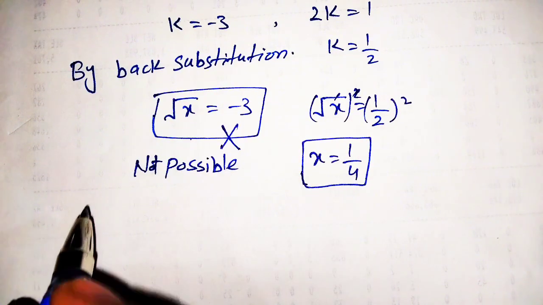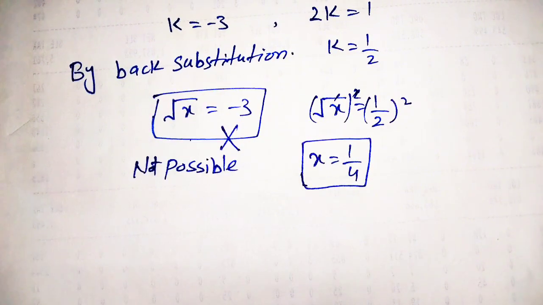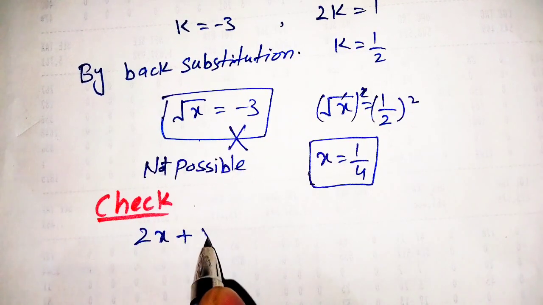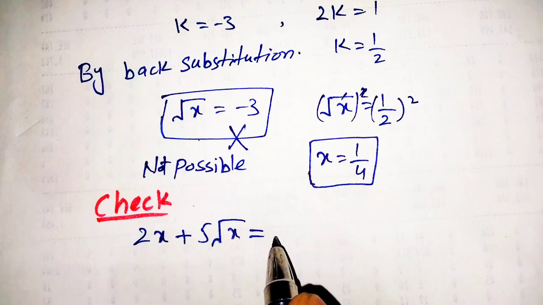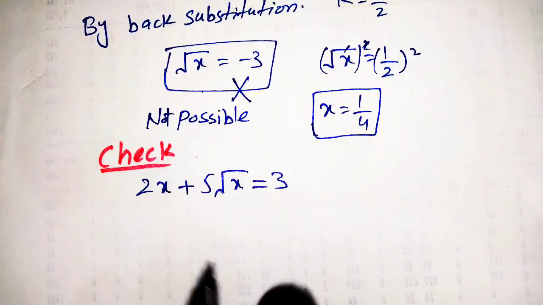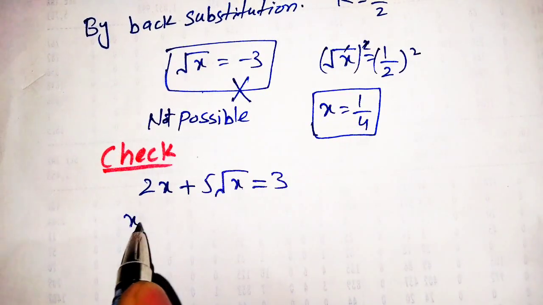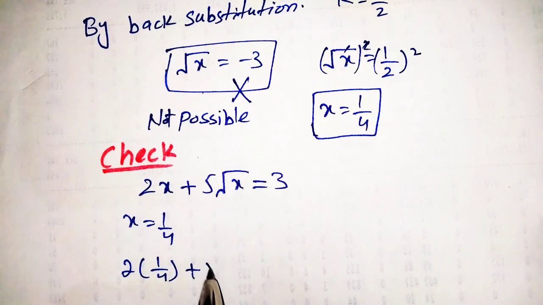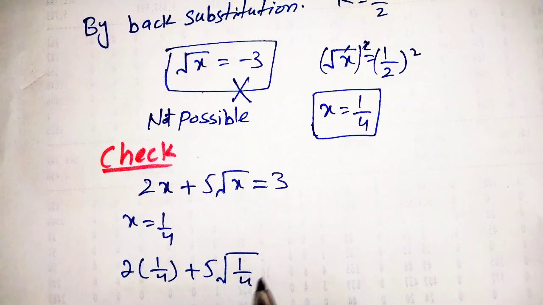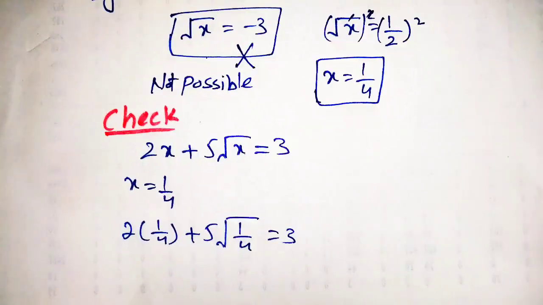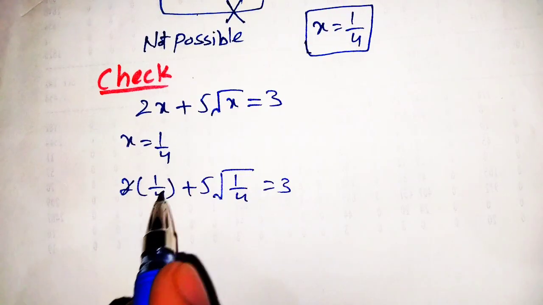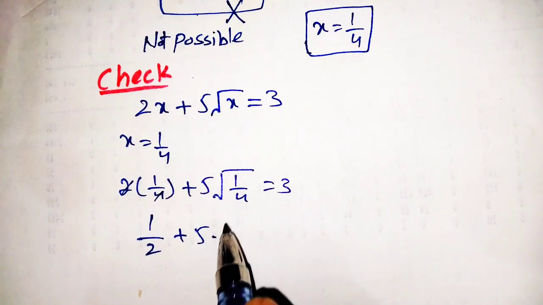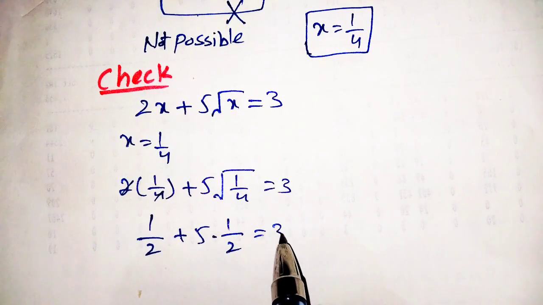For this purpose we will write the given equation, which is 2x plus 5 square root of x is equal to 3. Now putting the value of x, which is 1 over 4, we will get 2 times 1 over 4 plus 5 square root of 1 over 4 is equal to 3. Now simplifying this, this 2 will be cancelled with this 4 and we will get 1 over 2 from here plus 5 times the square root of 1 over 4, which is 1 over 2, is equal to 3.